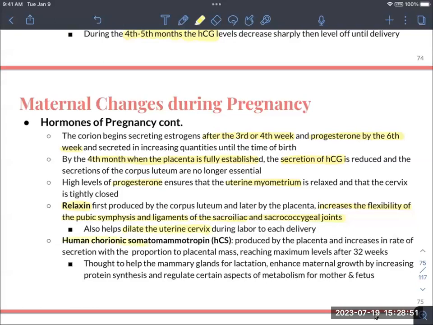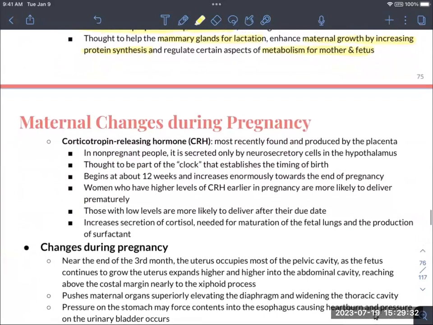Human chorionic somatomammotropin, HCS. This is another hormone that comes from the placenta, and it increases the rate of secretion of that placental mass. And it kind of reaches its maximum secretion after 32 weeks. We think it helps those mammary glands get ready for lactation. Enhances maternal growth by increasing protein synthesis, and it regulates parts of that metabolism for the mother and the fetus.